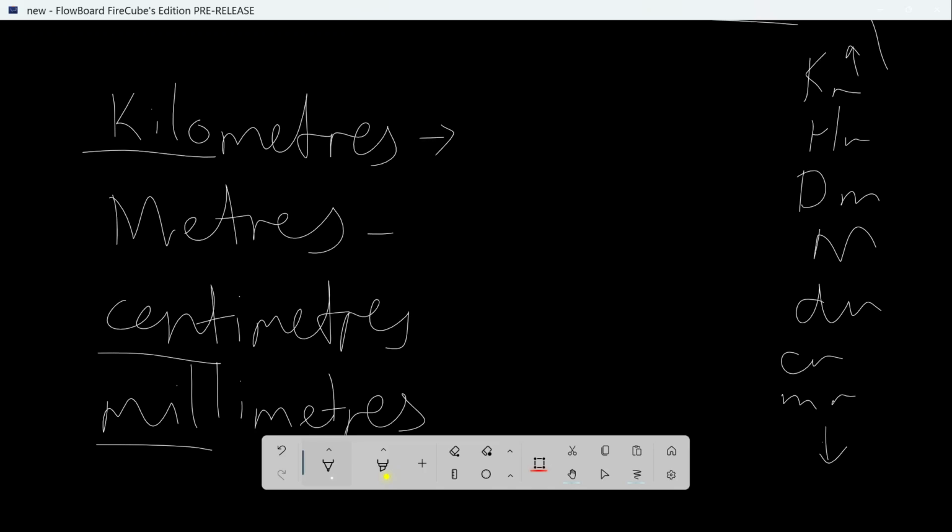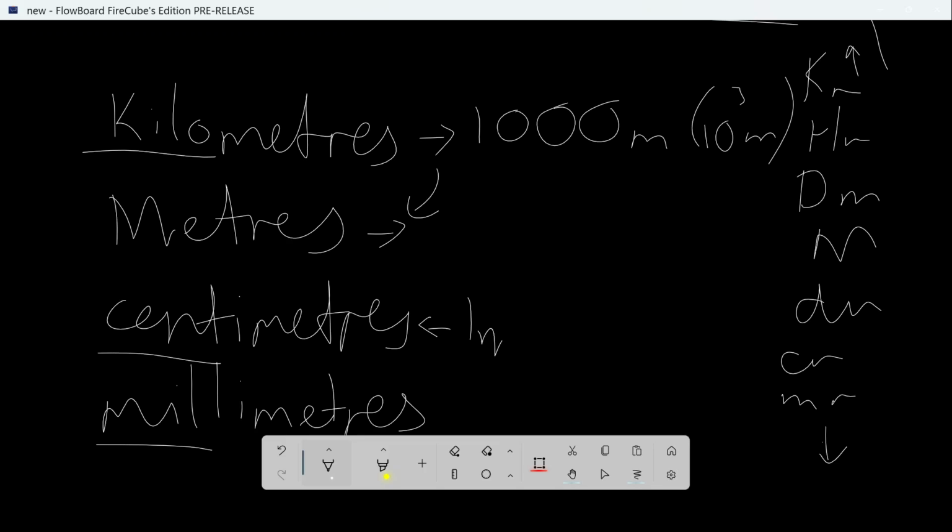Now, we're going to relate all of them to meters. A kilometer has 1,000 meters, sometimes 10 to the power 3 meters, and a kilogram has 1,000 grams. But for masses, we'll need to be converting to kilograms, not to grams. And then for centimeters, 1 meter has 100 centimeters, and then 1 meter has 1,000 millimeters. Those are the most important conversions here.